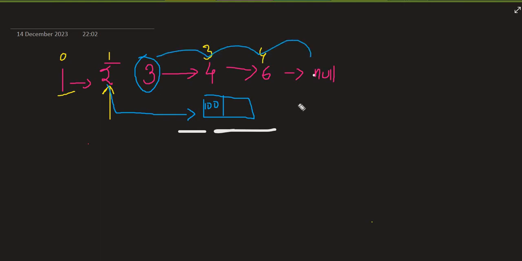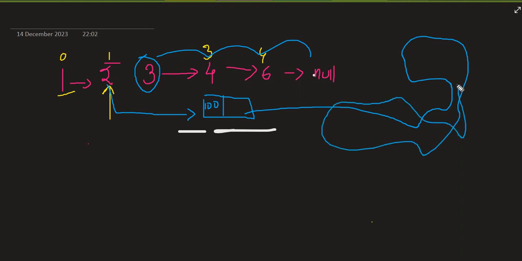That's not a problem. I want to attach 100 to 3, but I cannot directly attach it because I don't have the address of the 3. I don't know the address of the 3. Where is the 3 node address? I don't know where to attach 100.